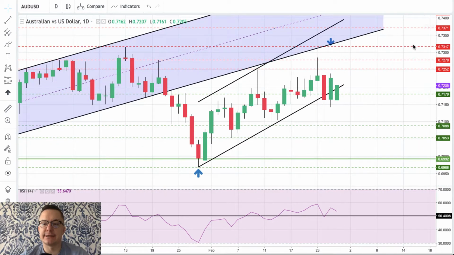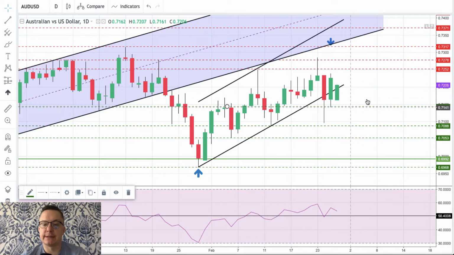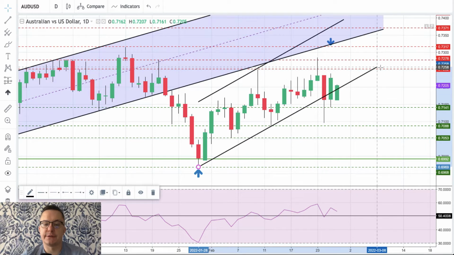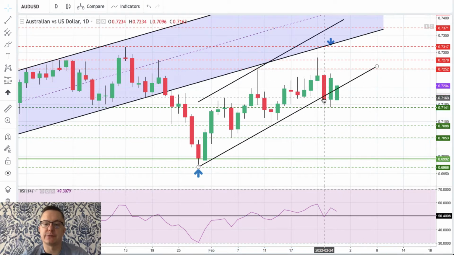The key technical resistance at 0.7317 is still present, and the market is locked. It's locked between the levels of 0.7234 and 0.7096. So we are trading inside of this zone. As you can see, this is the next intraday technical support, around 0.7141. So we need to break out from this channel definitely, because right now we are bouncing up and down around this line.